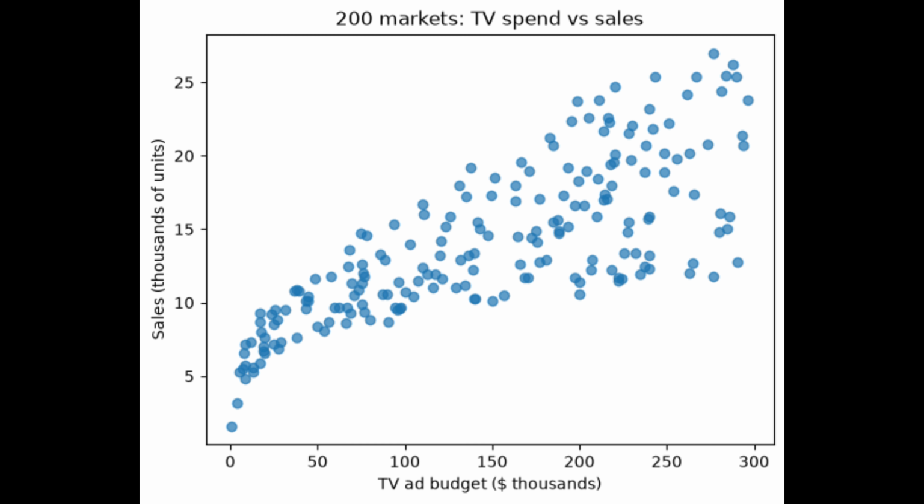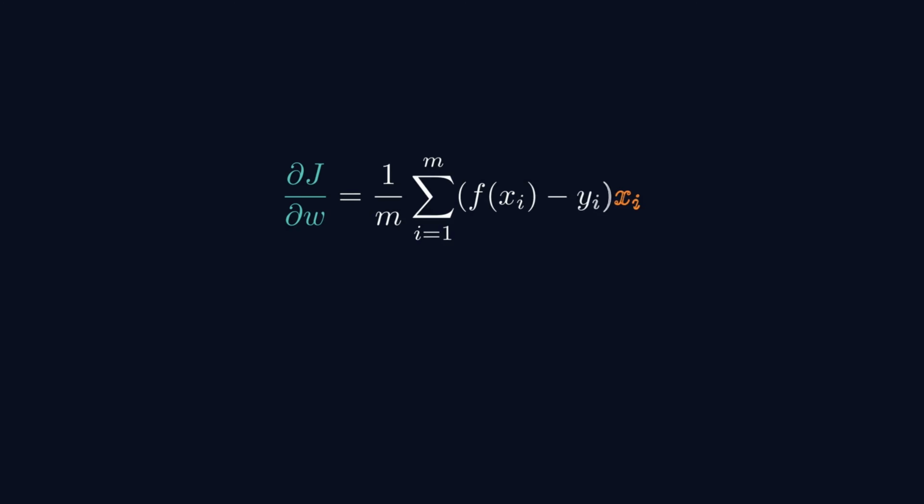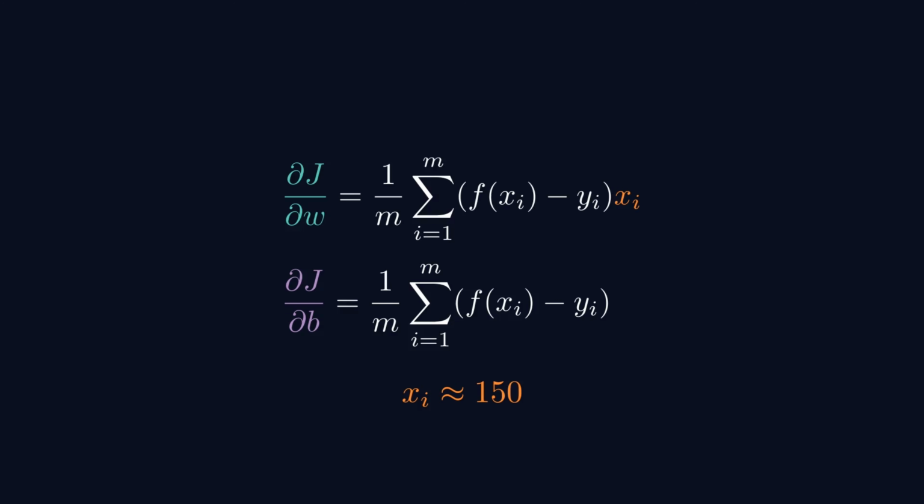Look at the scales of our data. TV advertising ranges from 0 to 300, while sales range from 2 to 27. Why does that matter? Let's take a look at the gradients that we derived. The gradient for the slope multiplies by x, and the gradient for the intercept doesn't. TV values are on the order of 100 to 300, and the derivative of J with respect to w contains the product with x_i, so it is huge compared to the derivative of J with respect to b.